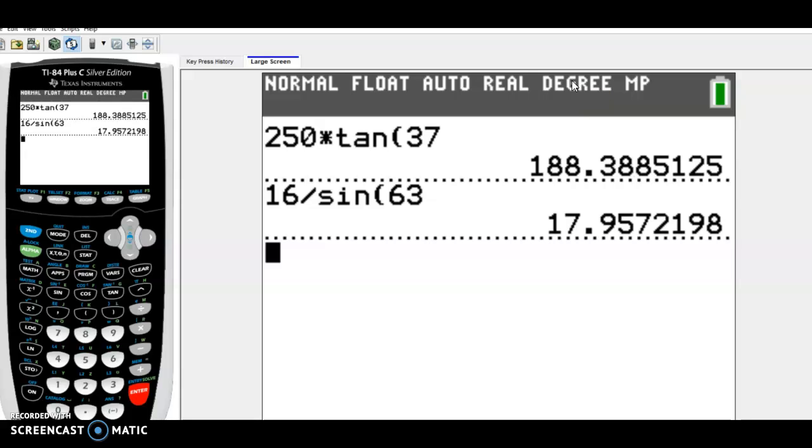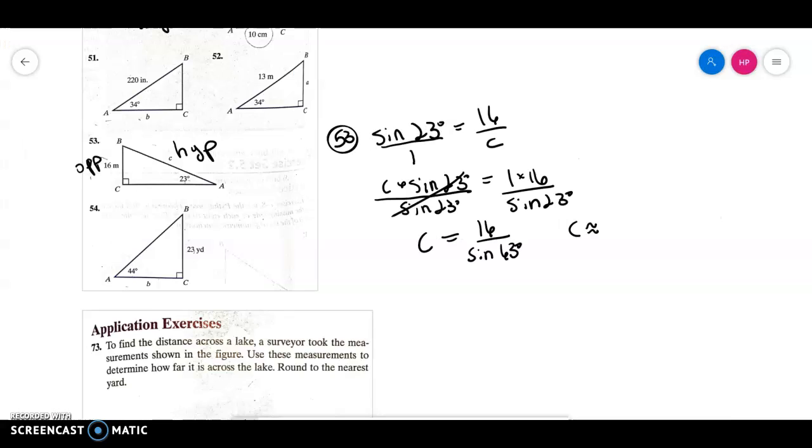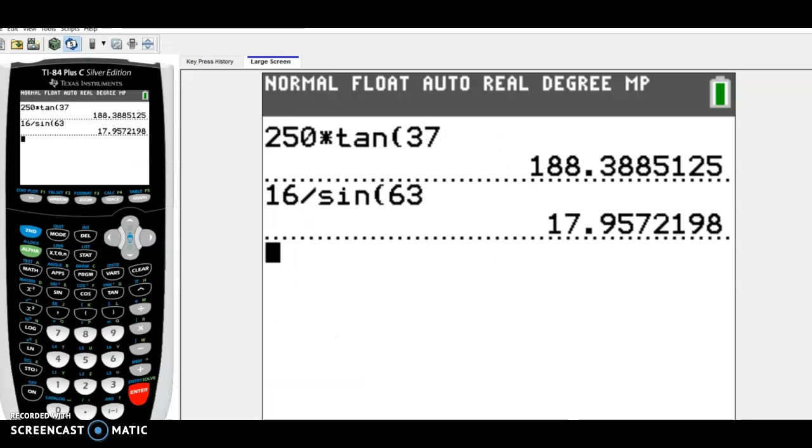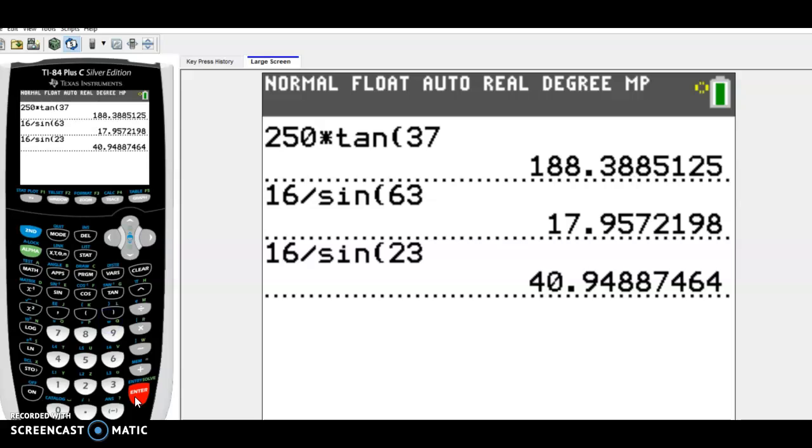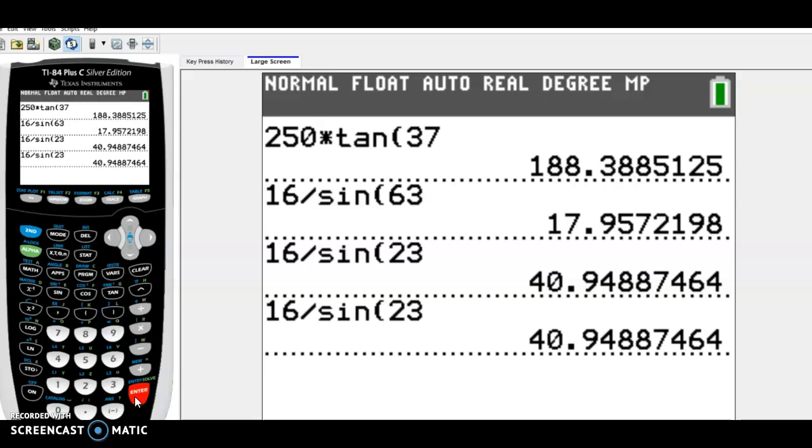This one, it's not 63, is it? Why did I say 63? Too many sixes. 23 degrees. Let's try this again. 16 divided by the sine of 23 degrees is 41 if I round to the nearest whole number.